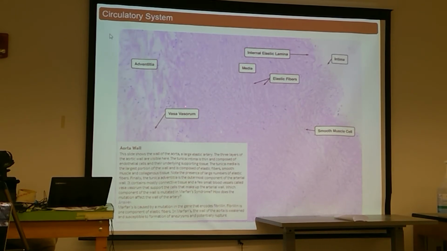Here is the vasovasorum that's labeled here. So you can see this like little tiny vessel right there, and you can see its lumen in the middle. So as you can see, this artery is so big that it needs its own blood supply.